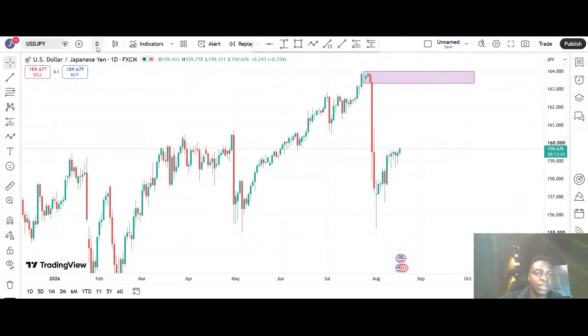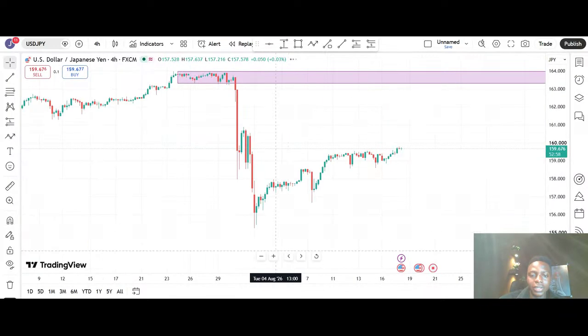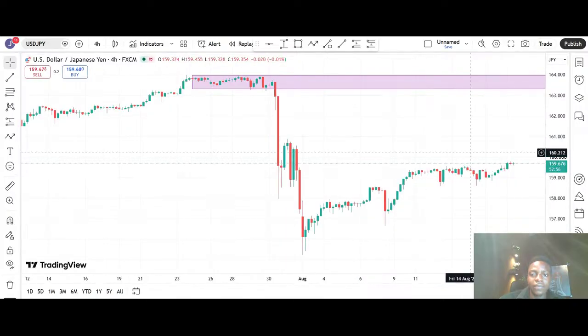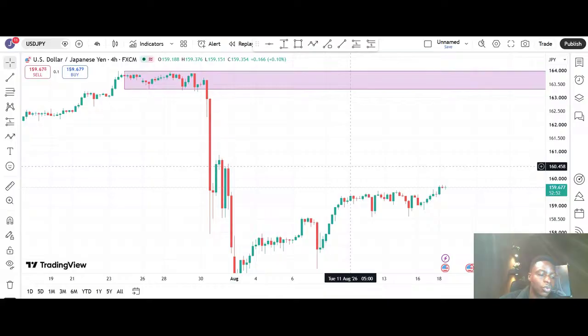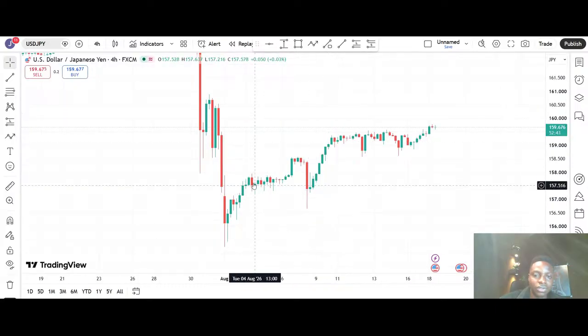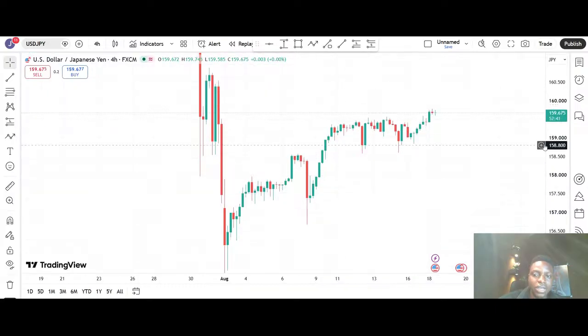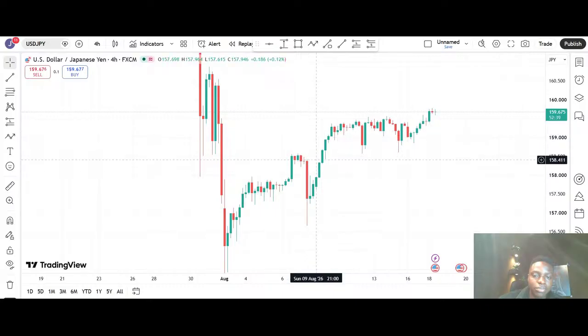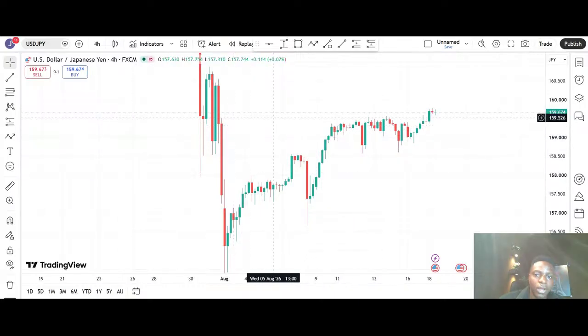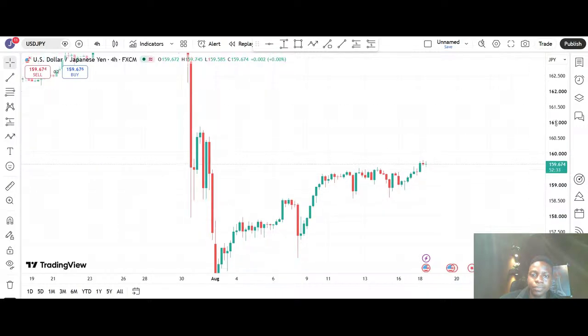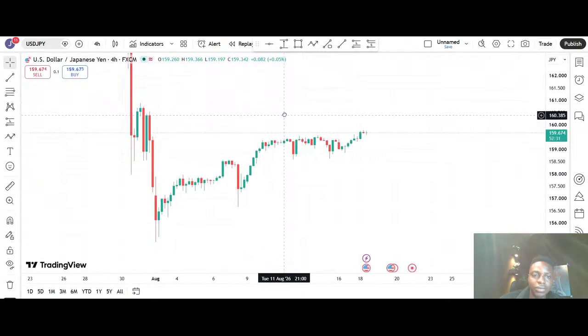So next we go to the 4 hour time frame. Now we are at the 4 hour time frame, and it is looking bullish. Yes, there is a bullish movement on the 4 hour time frame, just as you can see, the bullish displacement candles the market is giving, and so on and so forth. So now we'll be looking at the recent candles.